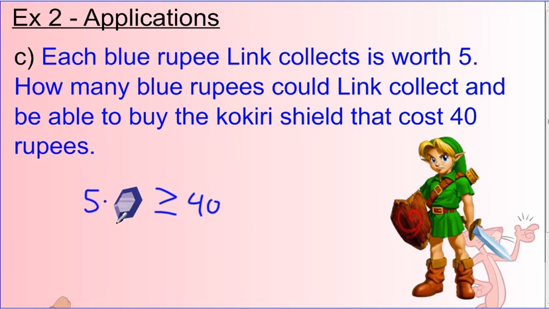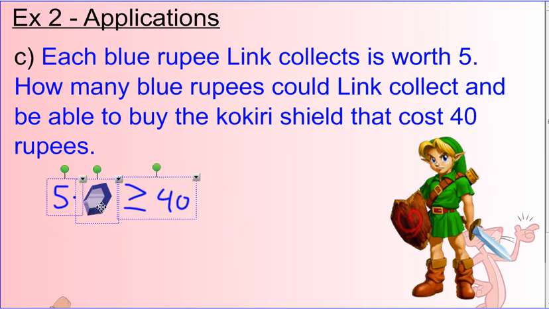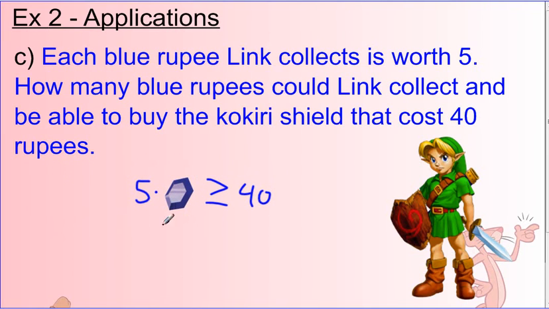So now that we have our verbal model, it's actually an equation. You'd use an R for rupees or something like that. Now we divide both sides by 5, these cancel out, and rupees is greater than or equal to 8. So he has to collect at least 8 blue rupees to be able to buy the shield, because 8 times 5 is 40, so he can afford the shield. Okay?